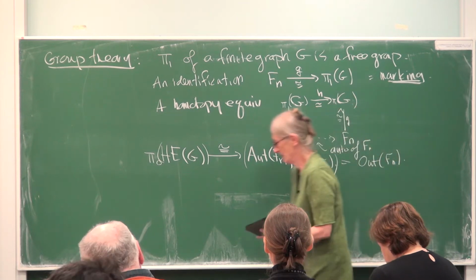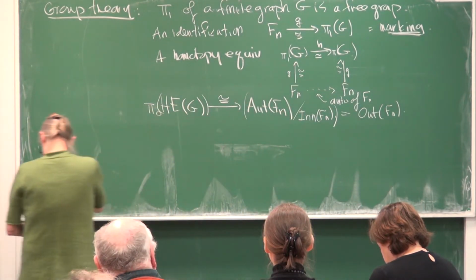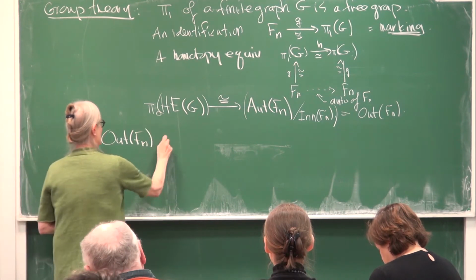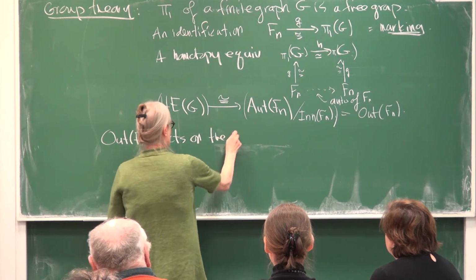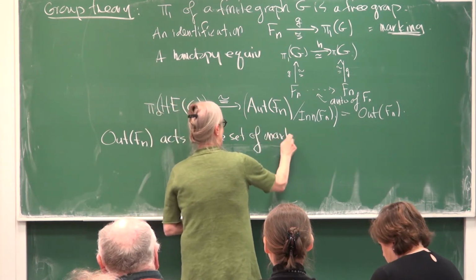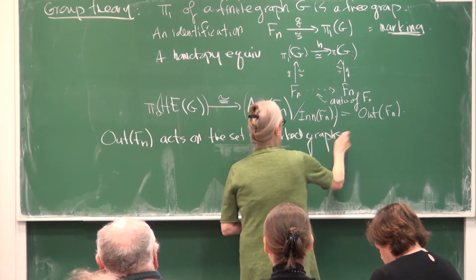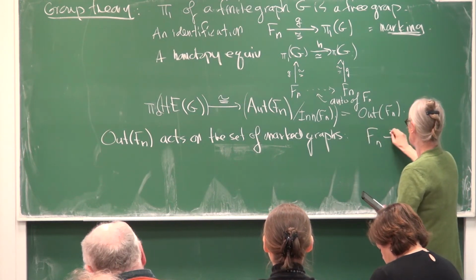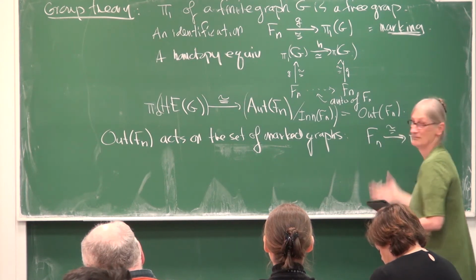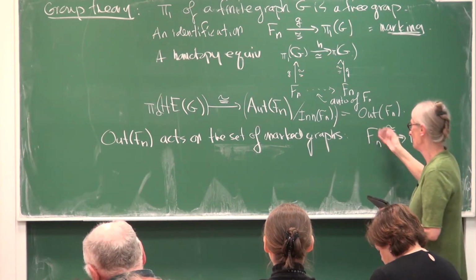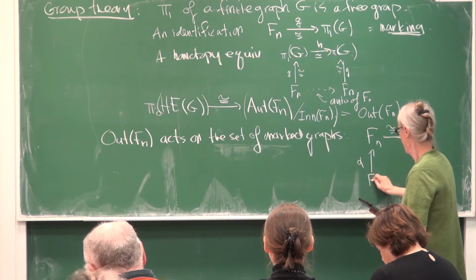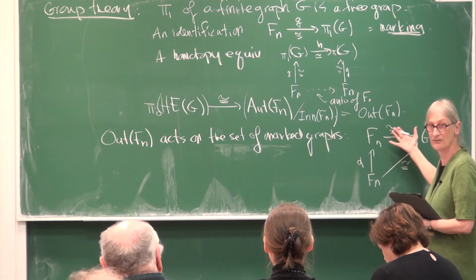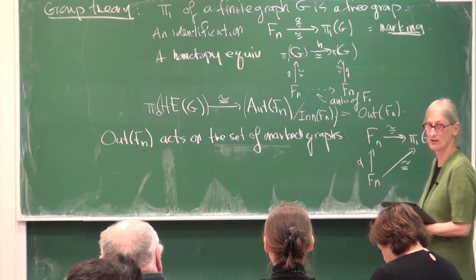So now I want to look at the set of marked graphs. I claim that this group of outer automorphisms acts on the set of marked graphs. So how does that work? If I've got a certain marked graph, that means I've got an isomorphism between the free group and the fundamental group of my graph. That's an element of my set. And now if I have an automorphism of the free group, I get a new isomorphism from Fn to the fundamental group of my graph. Okay, so Out(Fn) acts on this set of marked graphs.